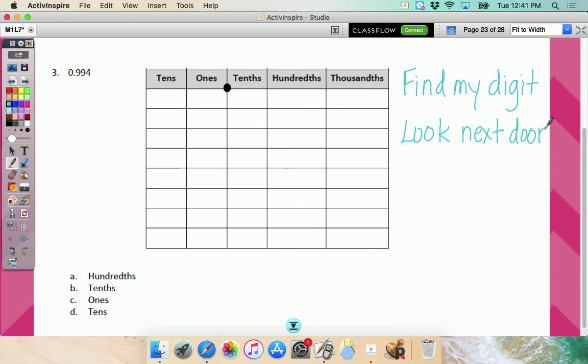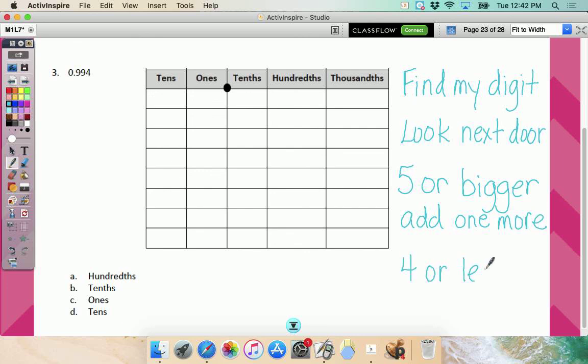Okay? All right, what comes next in your rhyme, Sierra? 5 or bigger, add 1 more. 4 or less, let it rest. Tell me if I'm doing this right. That's it. Okay? So what does the 5 or bigger add 1 more mean?